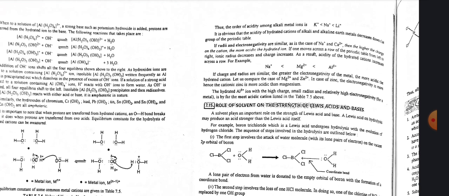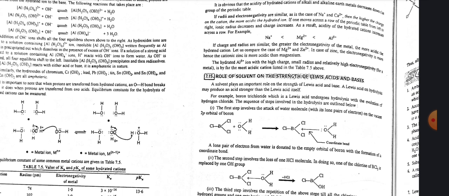Thus, the order of acidity among alkali metals is K positive, Na positive, then Li positive. It is obvious that the acidity of hydrated cations of alkali and alkaline earth metals decreases down the group. If radii and electronegativity are similar, as is the case of Na positive and Ca2 positive, then the higher the charge on the cation, the more acidic the hydrated ion.